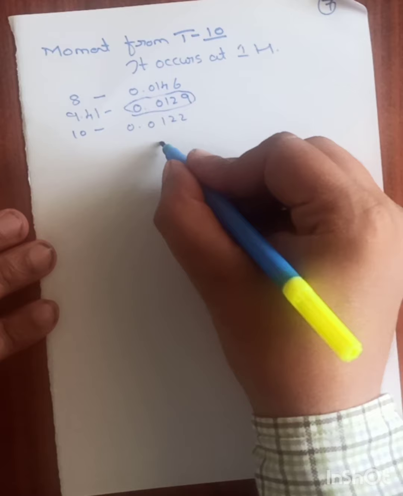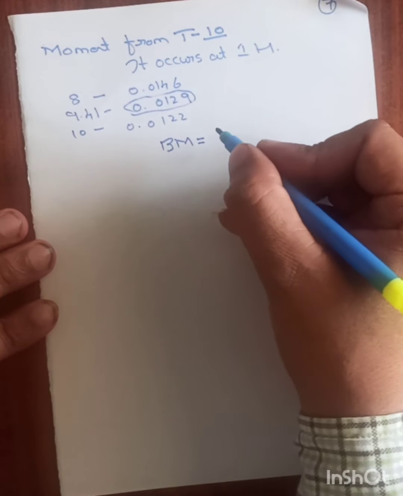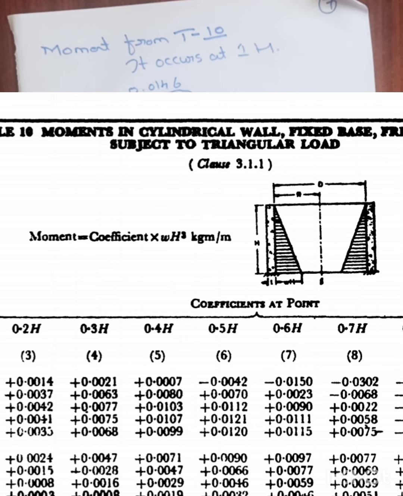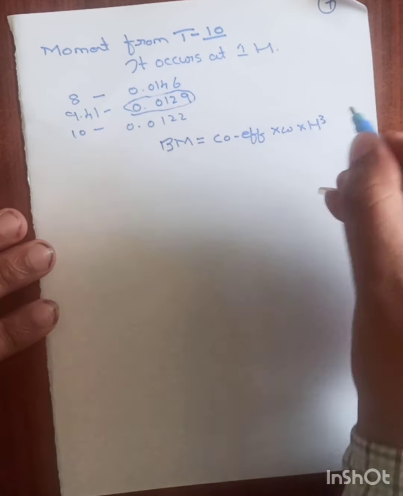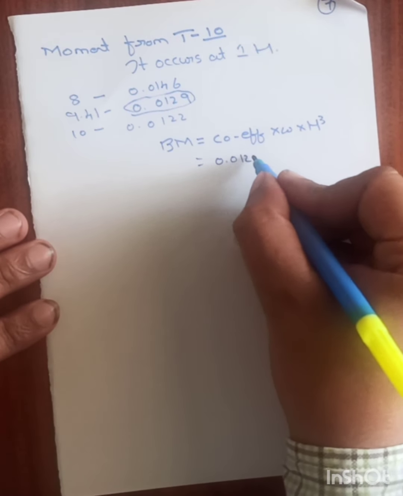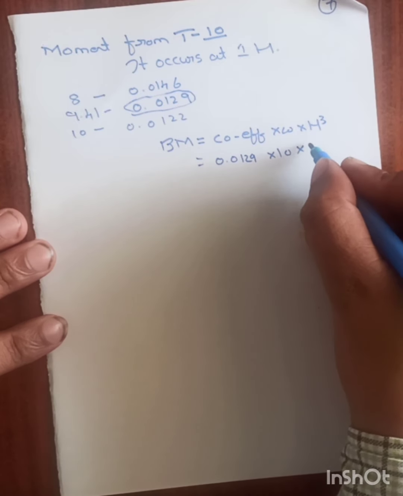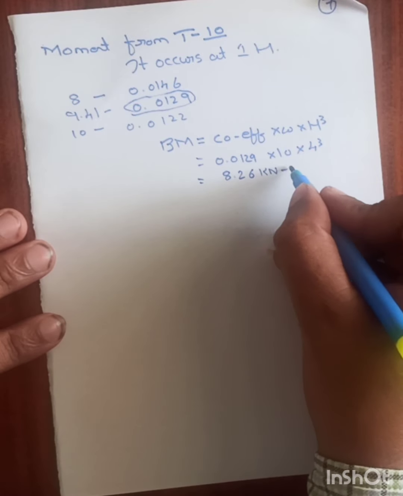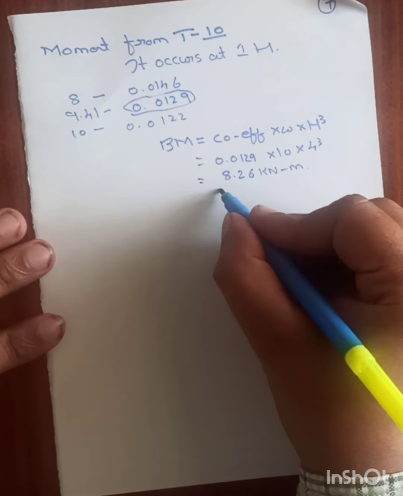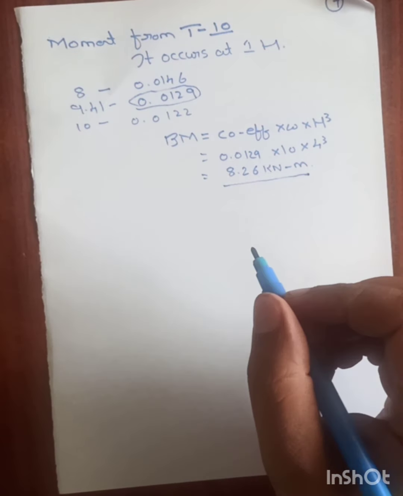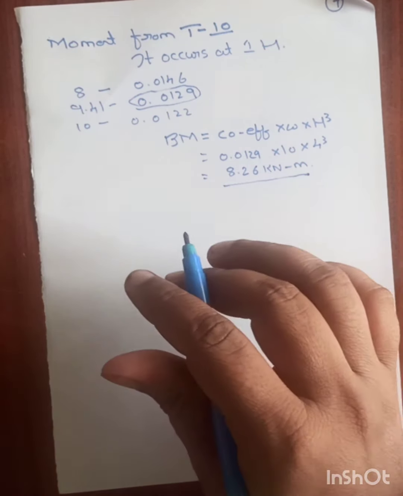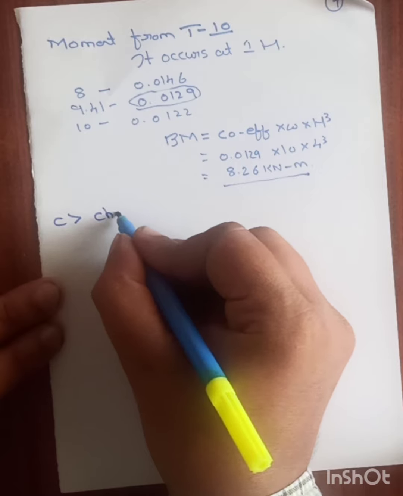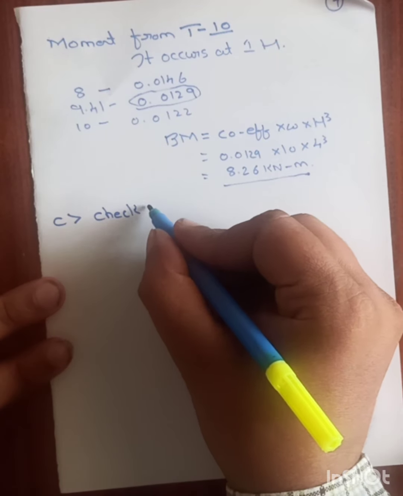So we have the formula for bending moment as per IS 3370. It is coefficient into density into H cube, that is height cube. So 0.0129 into 10 into 4 cube, which comes around 8.26 kilonewton meter. So this is the moment we got at the bottom portion. Now let us check for thickness, since we have the moment.